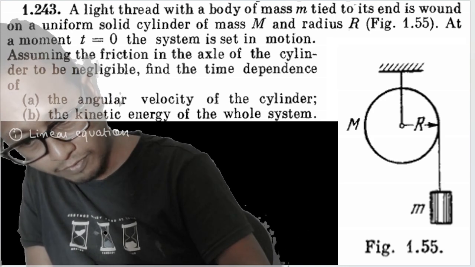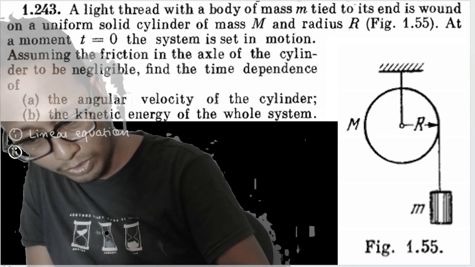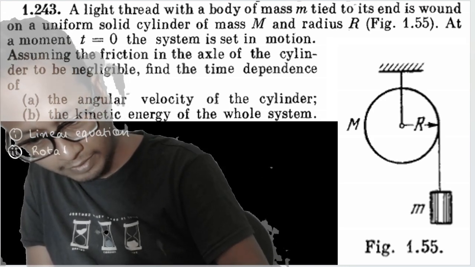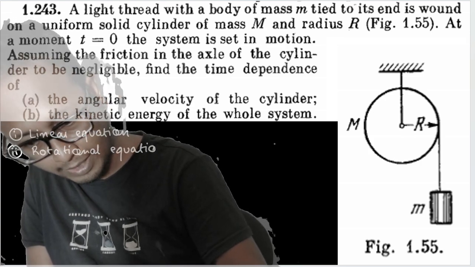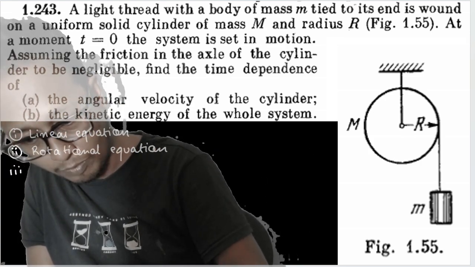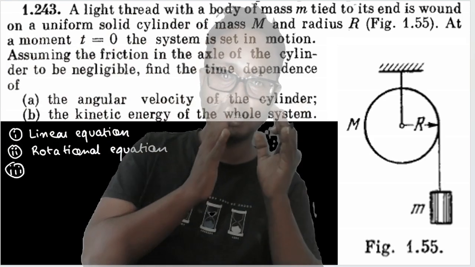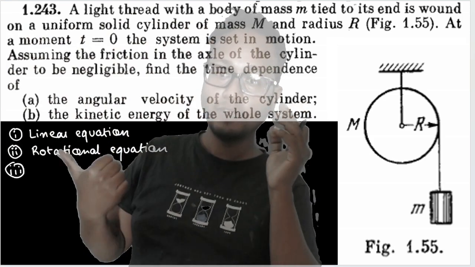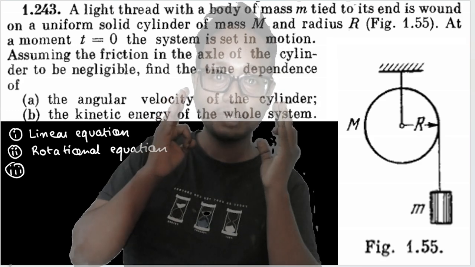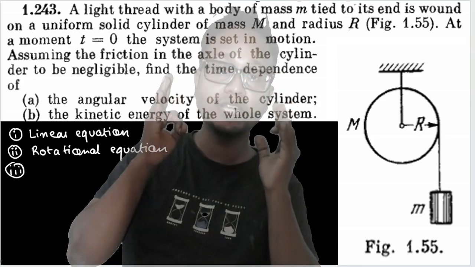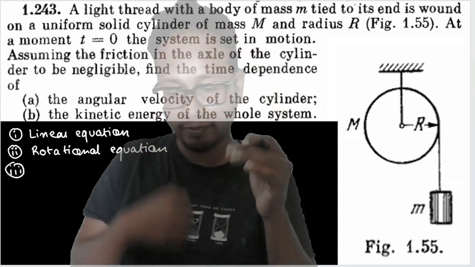Make a linear equation and solve it. Second one is make a rotational equation and solve it. And the third portion of this kind of problem, or whenever there are mechanics problems, is rotational mechanics. First step is to figure out the linear equation. Second step is to figure out the rotational equation. The third step is to figure out the relation between linear and rotational variables.